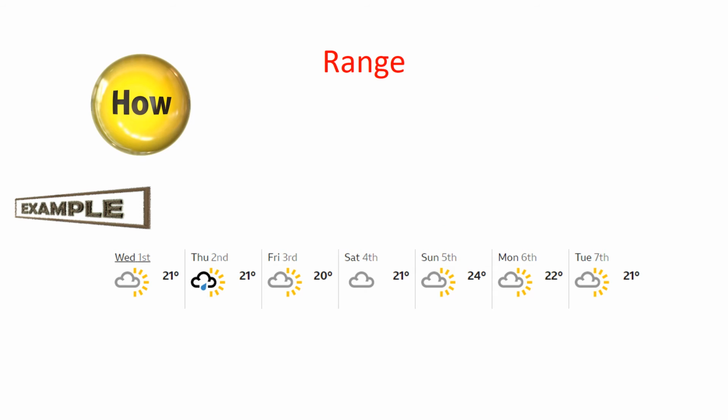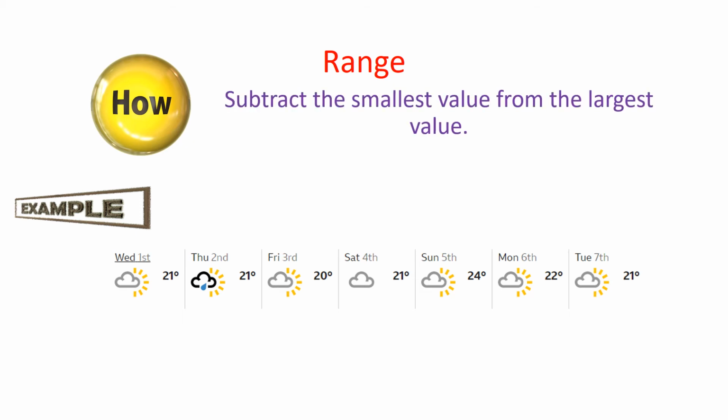So the range is the final one that we're going to look at, and this isn't a type of average, but it often goes alongside the mean, median, and mode. To work it out, what we do is take away the smallest value from the largest value. And this tells us about the spread of the data, how varied it is or how consistent it is.